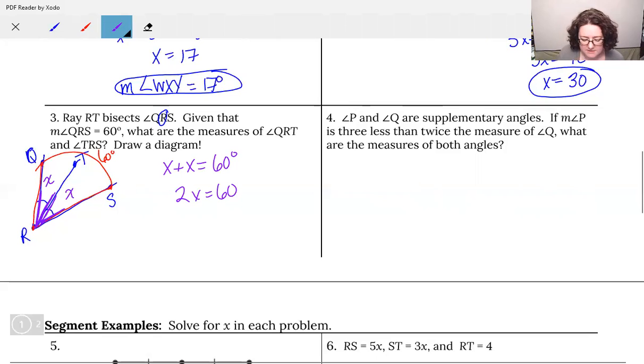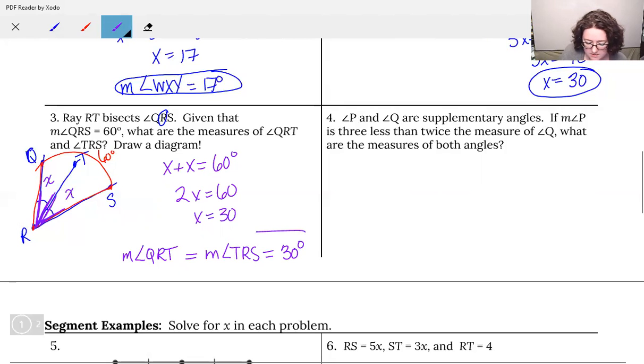And to get x by himself, divide both sides by 2. So x equals 30, aka the measure of angle QRT is equal to the measure of angle TRS, and they are both equal to 30 degrees.